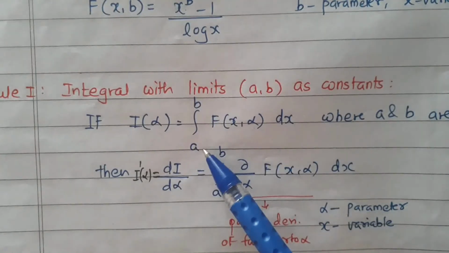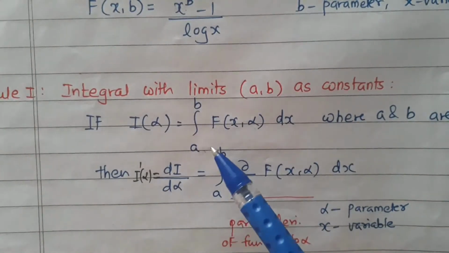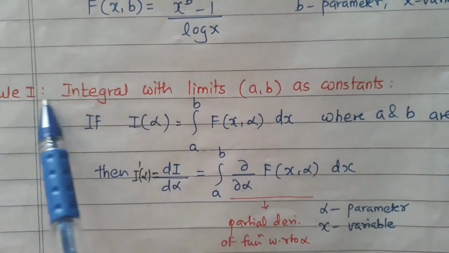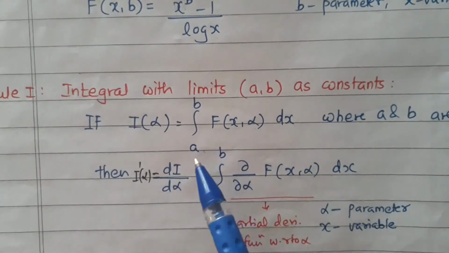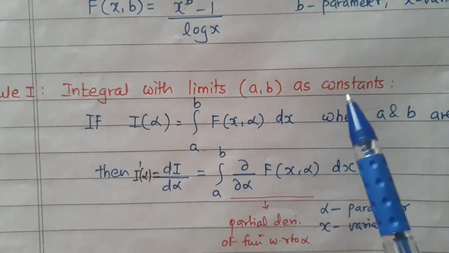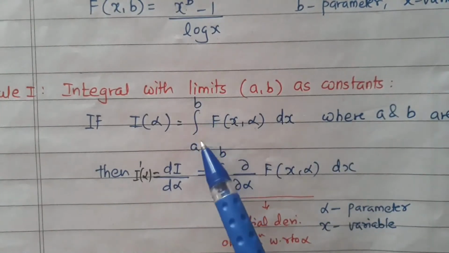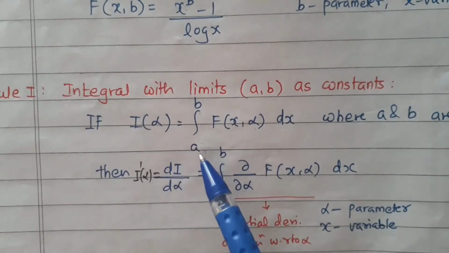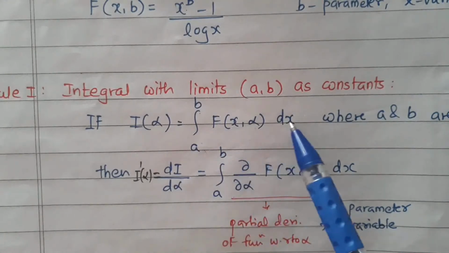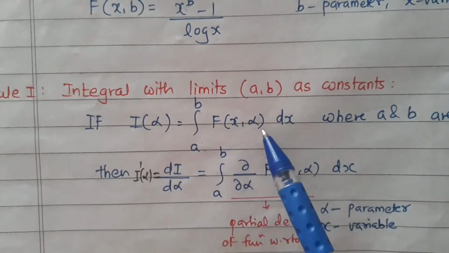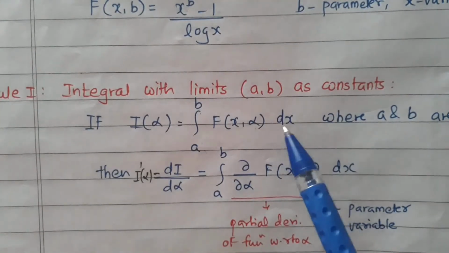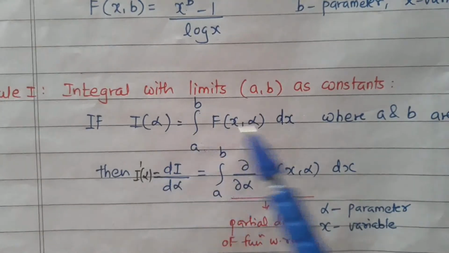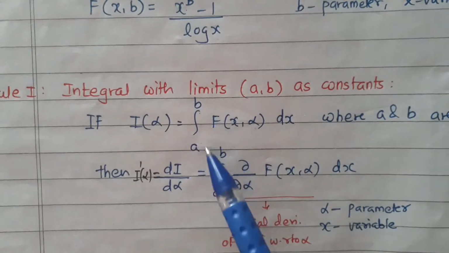There are two types of rules of DUIS: DUIS rule 1 and DUIS rule 2. Today we will see the first rule, DUIS rule 1. When we have the limits a and b as constants, that means some constant values are given, and we have an integral of the form I of alpha is equal to integral a to b f of x, alpha dx. Here this function f of x, alpha is integrated with respect to x, so x is the variable and alpha is the parameter. The notation for this integral is I of alpha, where the limits a and b are constants.